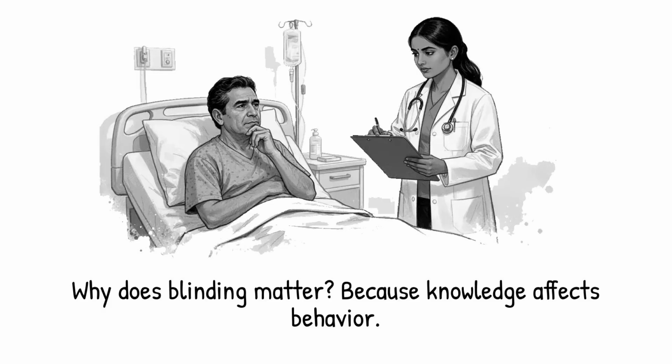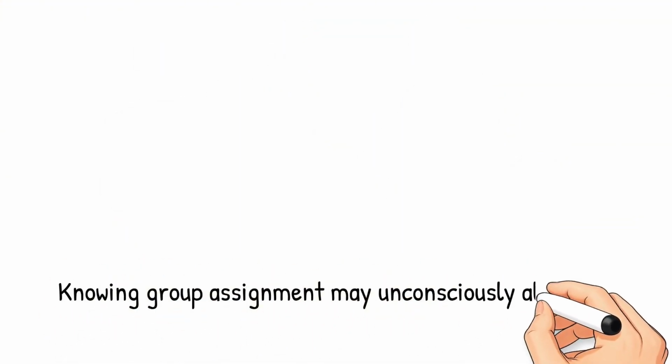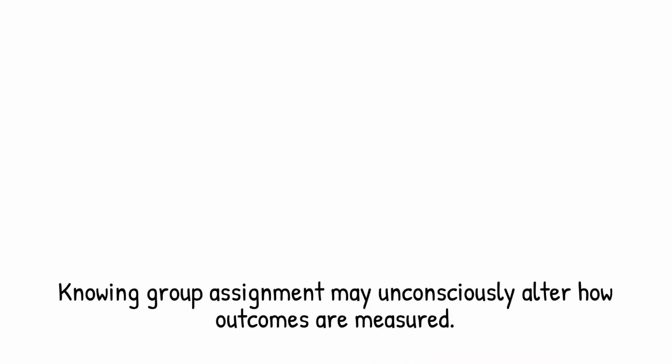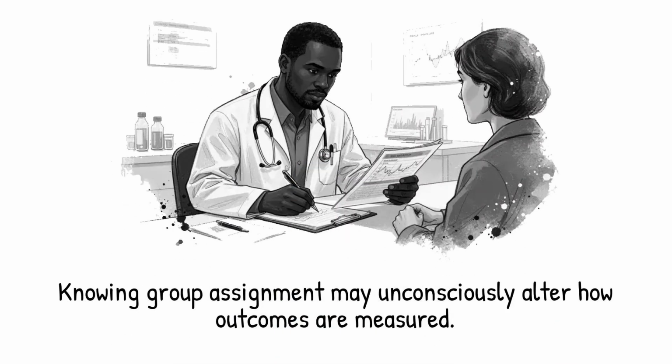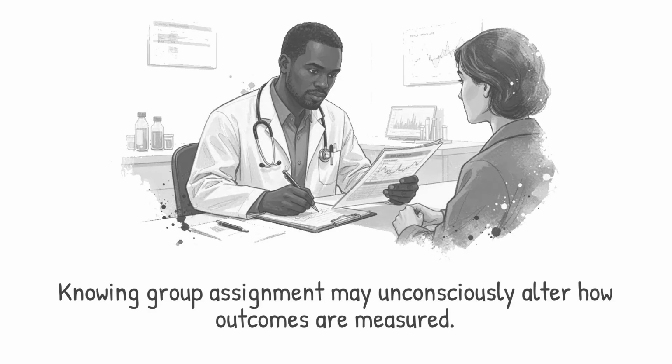A patient who knows they received the experimental treatment may report feeling better, even if the treatment had no effect. A clinician who knows which group a patient is in may unconsciously measure or record outcomes differently. These are not dishonest behaviors. They are deeply human ones, and blinding is the mechanism that helps remove them from the equation.